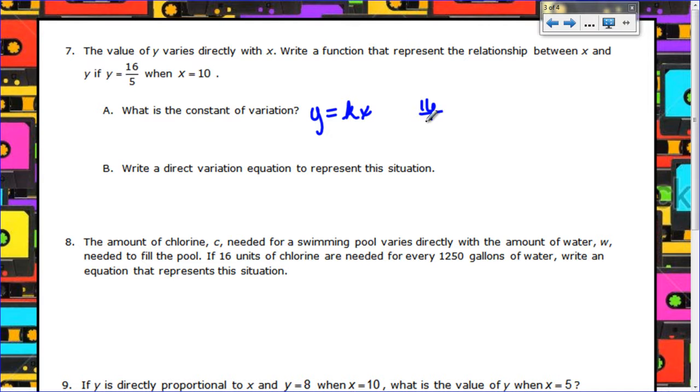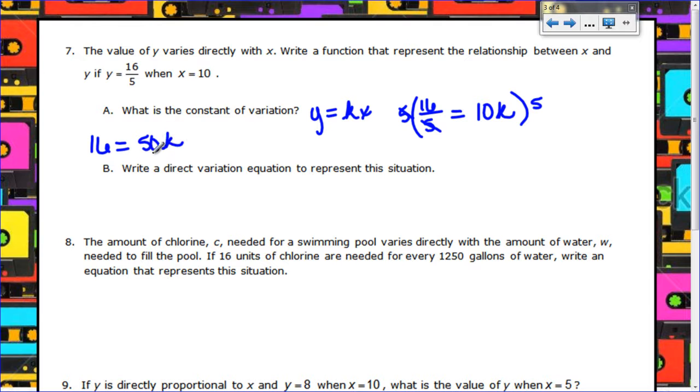Y is 16/5. And then x is 10, and so I'm going to write this as 10k because it's traditional notation to put the number before the variable. If you put k 10, it's the same thing. Now I'm going to solve this for k. First of all, let's make our fraction disappear. So we're going to multiply by that denominator 5. So I end up with 16 is equal to 50k.